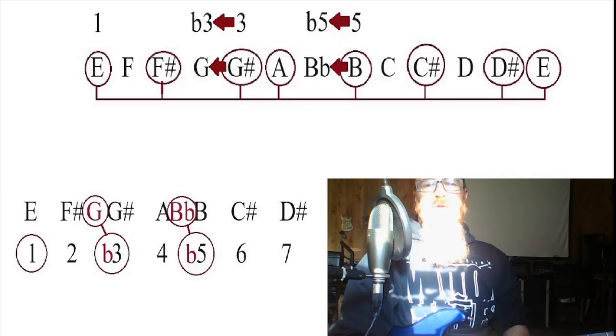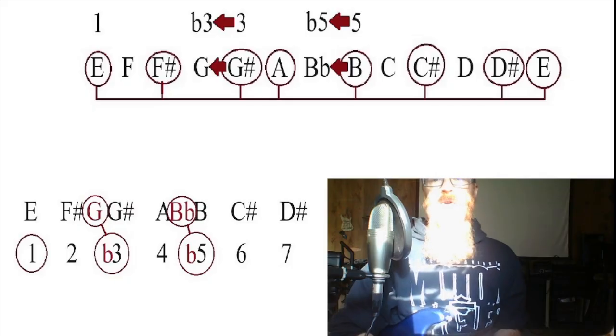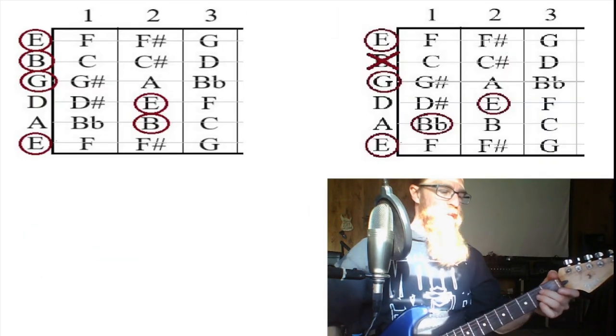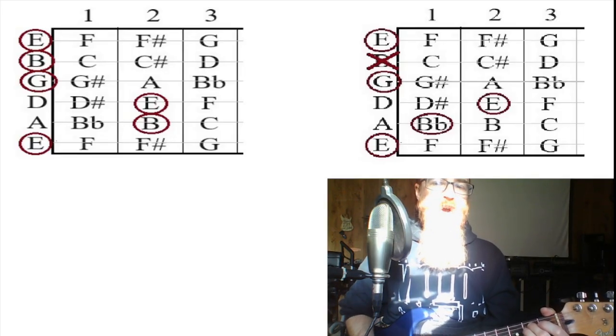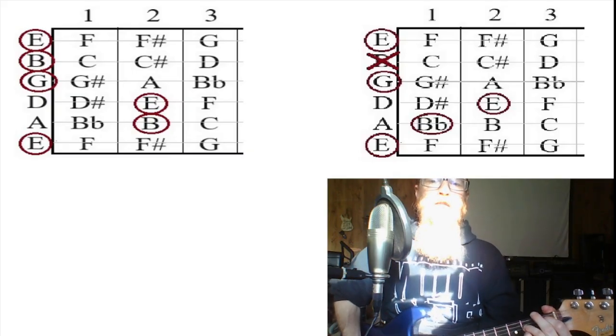So this is the structure for an E diminished chord: minor third, flat fifth. And really all we're doing is taking E minor and moving the fifth string note back one. We're moving the B in E minor back to B flat.